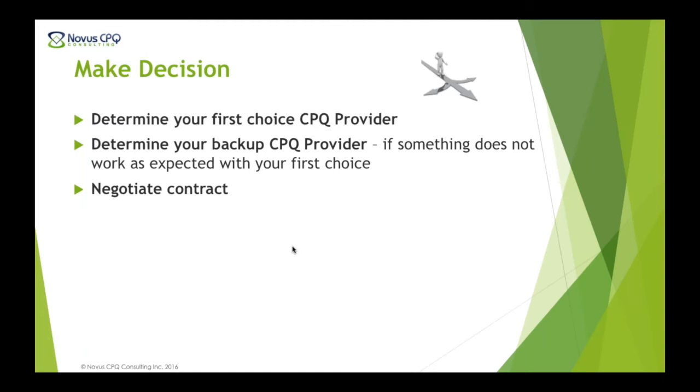You make the decision for your first choice, obviously, you determine this backup, and then you have a contract and you do some contract negotiations. As I indicated over here, I think it's important to make sure that you have some milestones early in the project to get confirmation that the vendor can deliver as you expect, and you can actually go ahead and move forward.